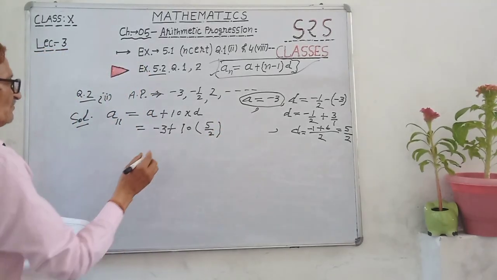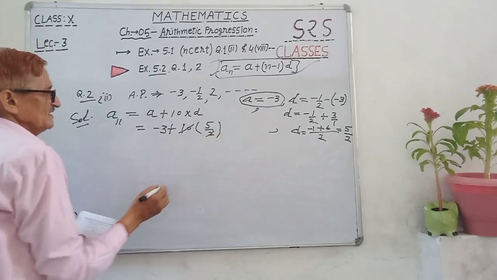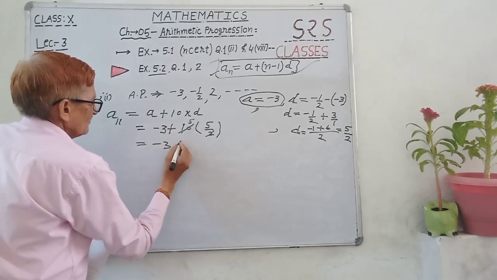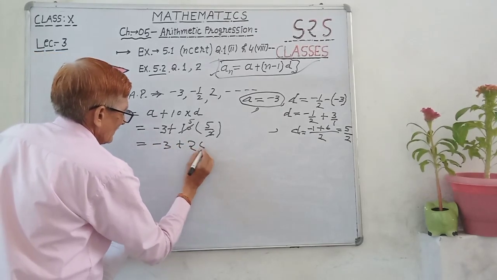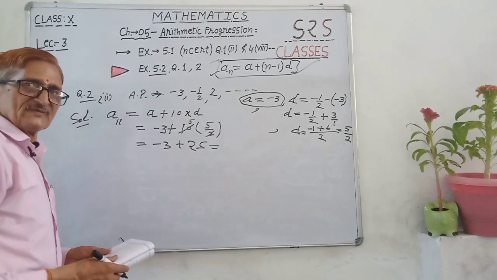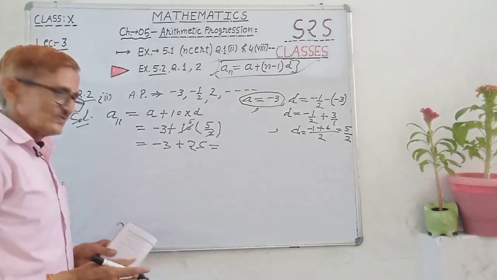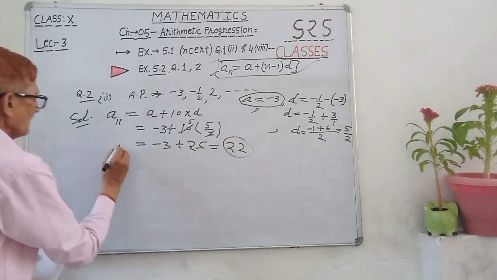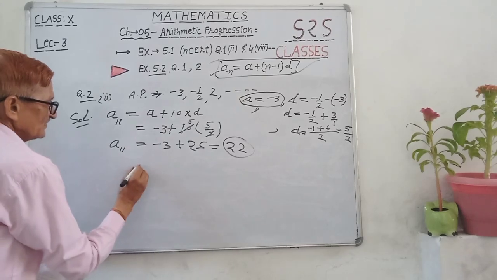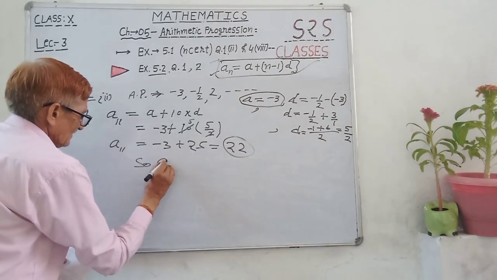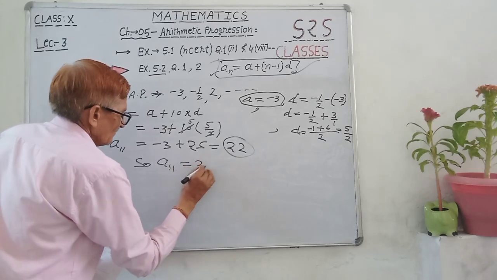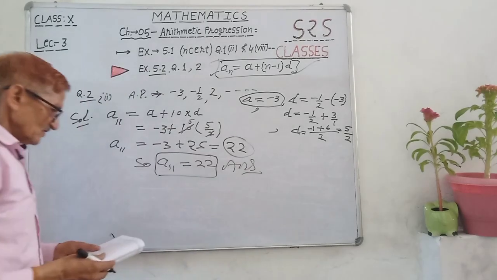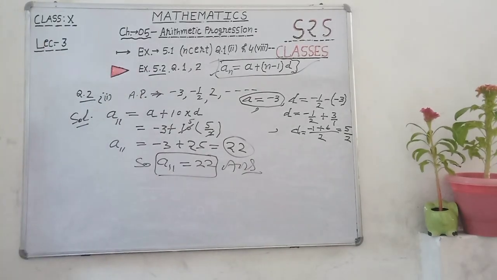Okay, then simplify, multiply and divide. 2 fives are 10, simplify, 5 fives are 25. Minus 3 plus 5 fives, 25. Then minus 3 plus 25 is 22. Okay, so this is your 11th term. So the 11th term is equal to 22. Answer. Okay, so like this we can do. Now up to question 2 is completed.